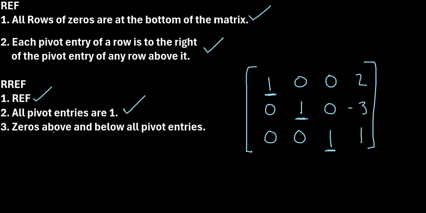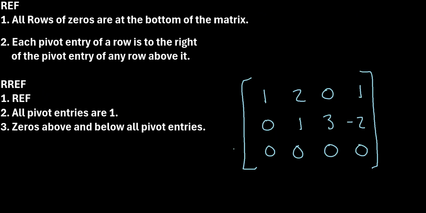And lastly, we need to check, are there zeros above and below all pivot entries? So we can see for this pivot entry, there are zeros below it, and there's no values above it. And this pivot entry, we can see that there are zeros both above and below it. And in this last pivot entry, we can also see that there are zeros above and below it. So that criteria is met. So we would say that this particular matrix is in reduced row echelon form, or RREF as an abbreviation.